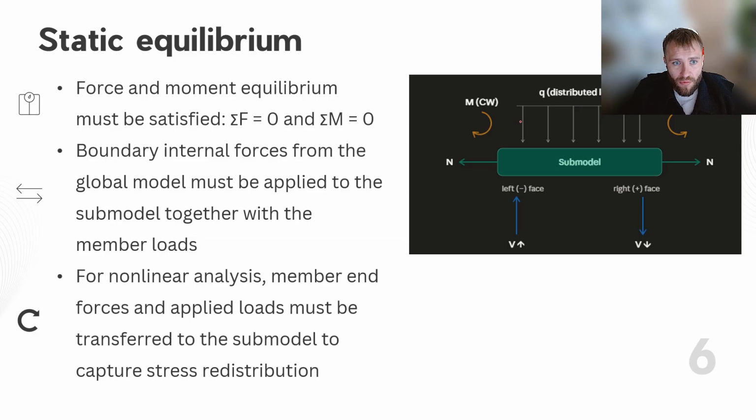An important part is that the boundary internal forces from the global model must be applied to the submodel together with the member loads. I think this is the most important part that you should take away. Once you create this trimmed part, there are the shear forces, the normal forces if they exist, and the bending moments that will sag the beam in this direction. This is my positive direction of the bending moments. All of the loads that exist on the submodel need to be applied together with the internal forces at the trimmed ends.